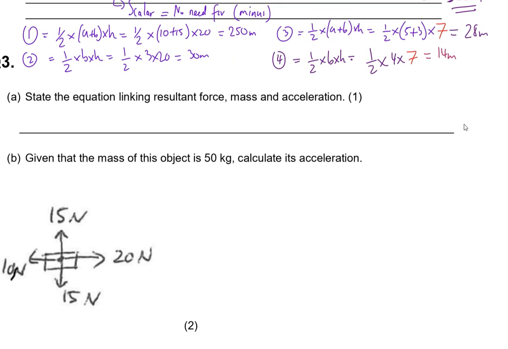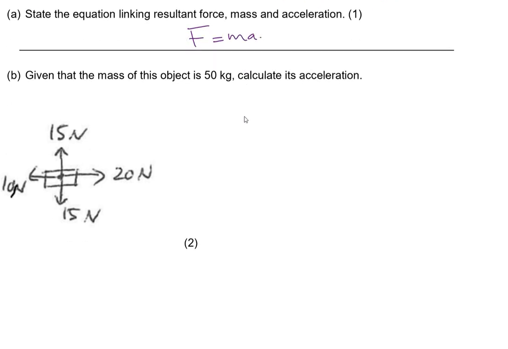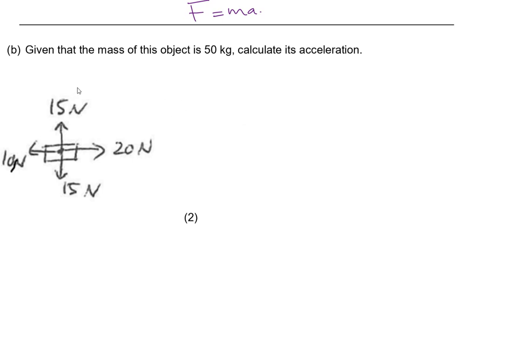Good. Now, what is the equation linking these things together? This is F is equal to ma. Now here we need to find the acceleration, so let's rearrange this. A is equal to F over m. Now F is the resultant force, so we need to find the resultant force here.